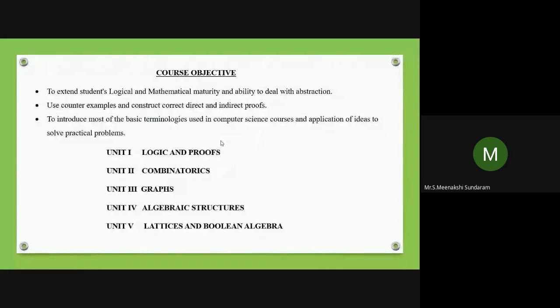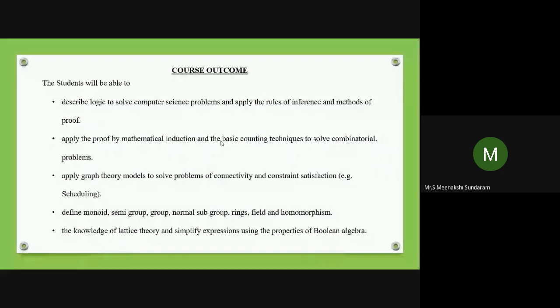Okay, those are the objectives. Then what are the course outcomes? What can you study after completing each unit? Across all the 5 units: the first unit describes logic to solve computer science problems and applies the rules of inference and methods of proof. Second, apply proof by mathematical induction and the basic counting techniques to solve combinatorial problems.